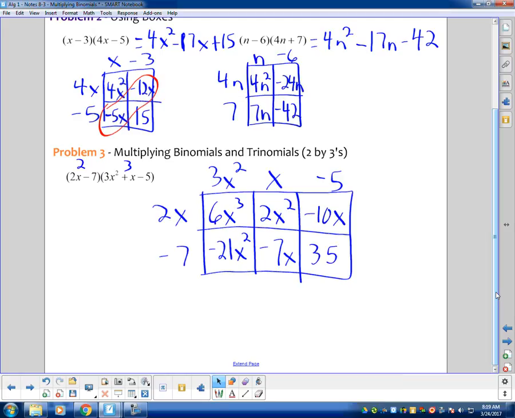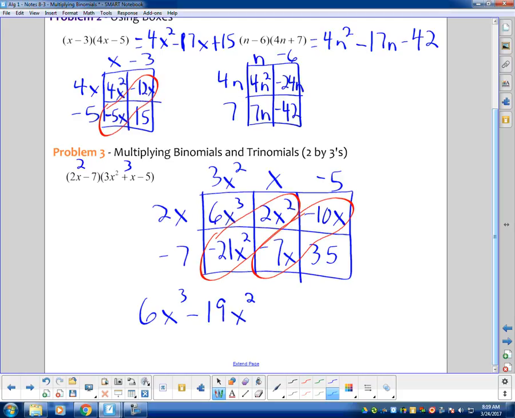What you'll notice here is that we have like terms in certain patterned places in the rectangle that I've circled there. So right at the top left, that has no other like term. There's no other x cubed term. So we write down 6x cubed. There are 2 x squared terms. We can combine those together to get negative 19x squared. The x's are also like terms. We can combine them together to get negative 17x. And then we have the 35 with no other like terms.